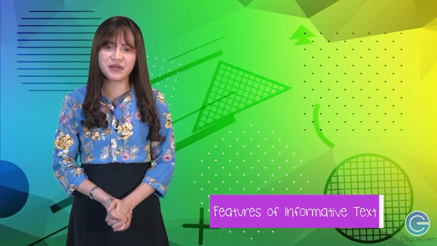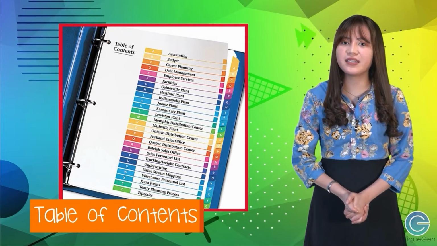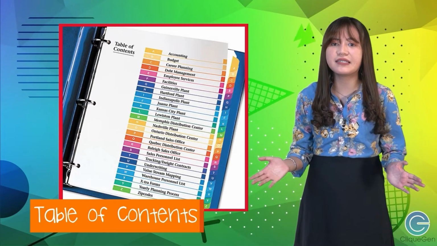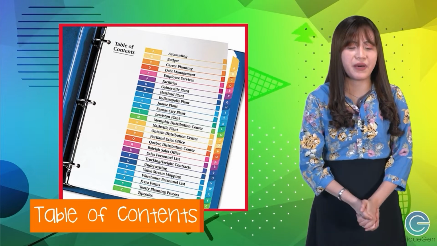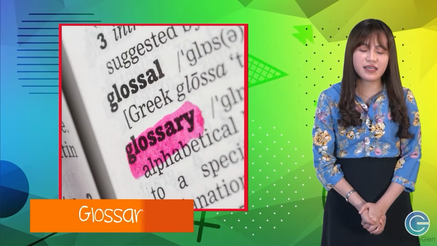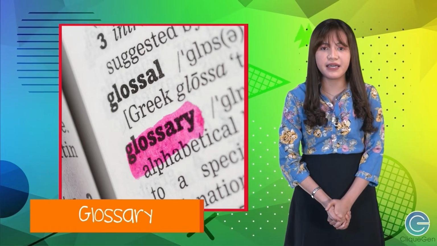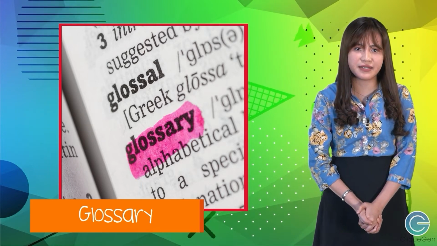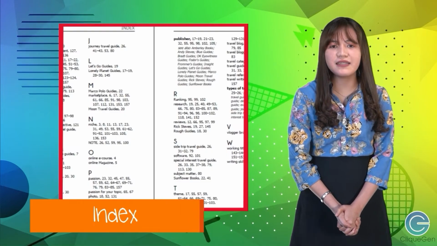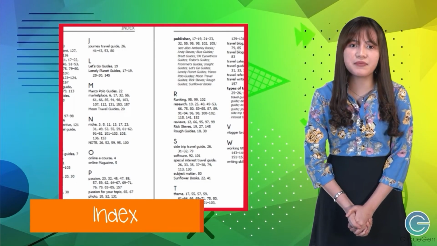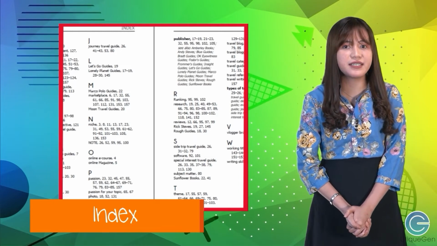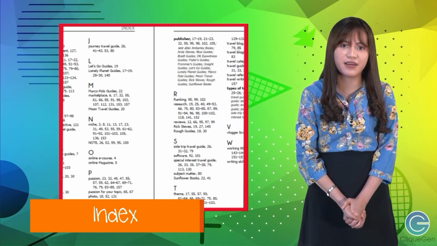Informative texts have certain features that make them distinct. Here are the features of informative texts. First, it has a table of contents. The table of contents helps readers see major parts of the book along with page numbers. Second, it has a glossary. A glossary helps the reader quickly find a key term from an alphabetical list. Third, it has an index. An index helps readers quickly find pages that contain information they are looking for.